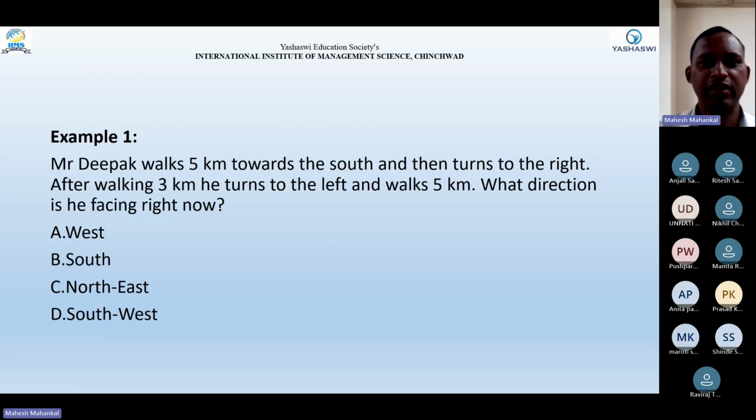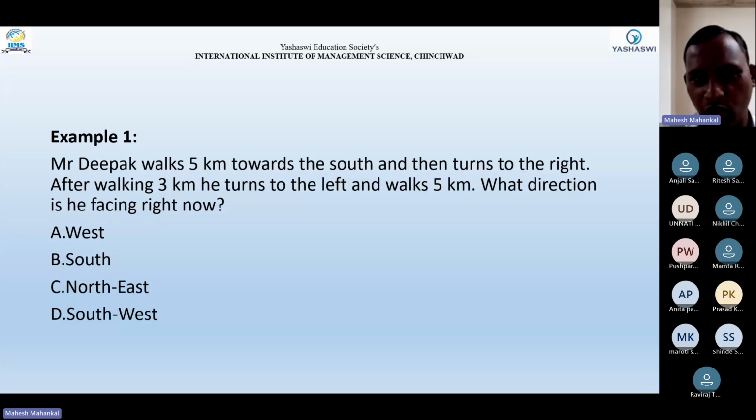Okay. Mr. Deepak walks 5 kilometers towards the south and turns to the right. After walking 3 kilometers, he turns to the left and walks 5 kilometers. What direction is he facing right now? Okay, use pen and paper.